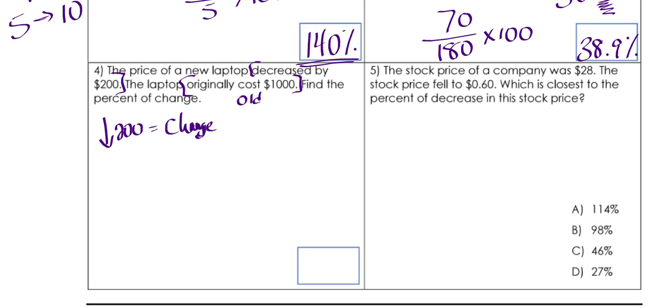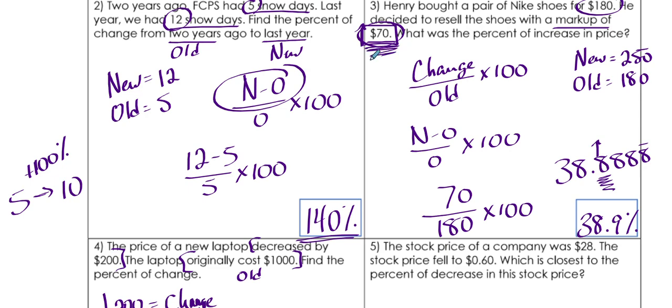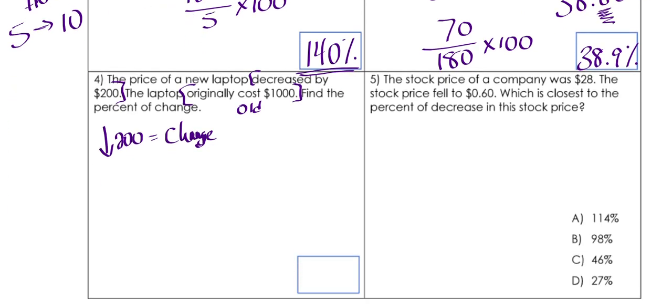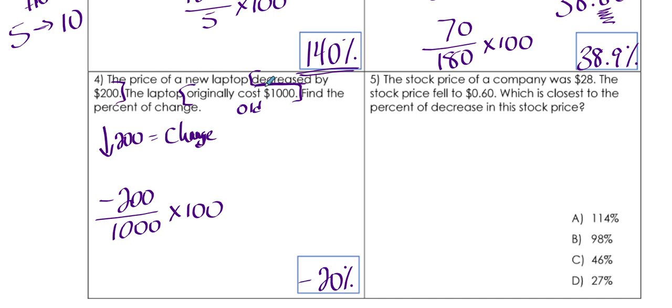So this is just like this last one. Here they told us how much it changed by. We put that directly on top. We don't need to add or subtract because they're telling us how much it changed by already. It went down by 200. That's negative 200. Divided by the old amount, which is 1,000, times 100. We're going to put that in Desmos, and you end up with negative 20%. And again, that makes sense. It's a negative number because it decreased by $200.